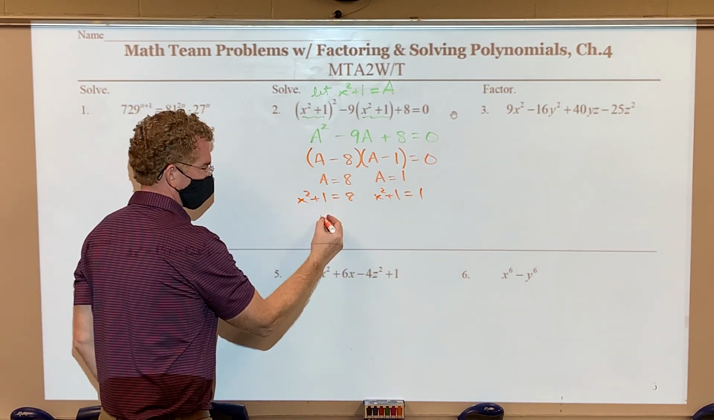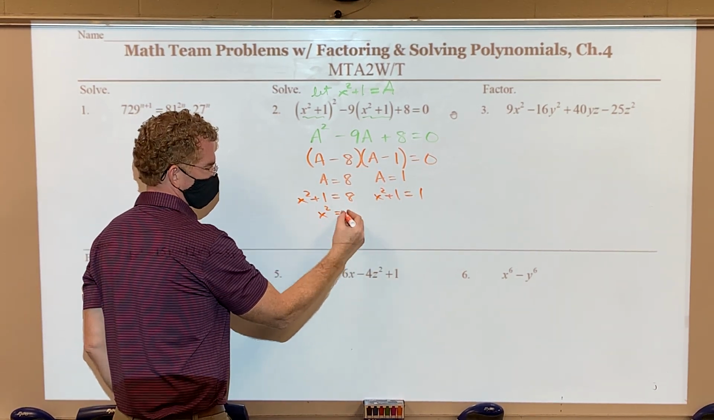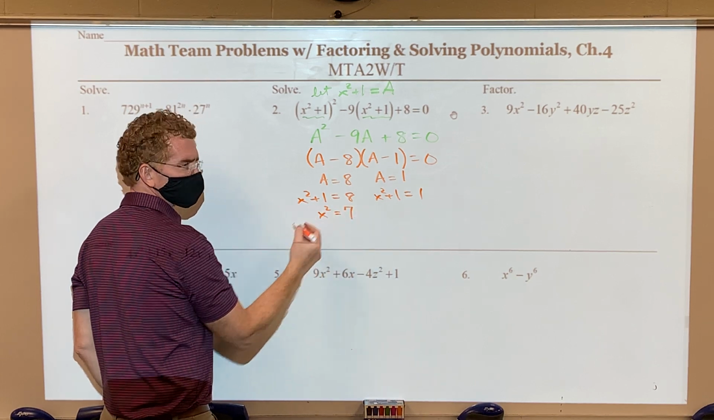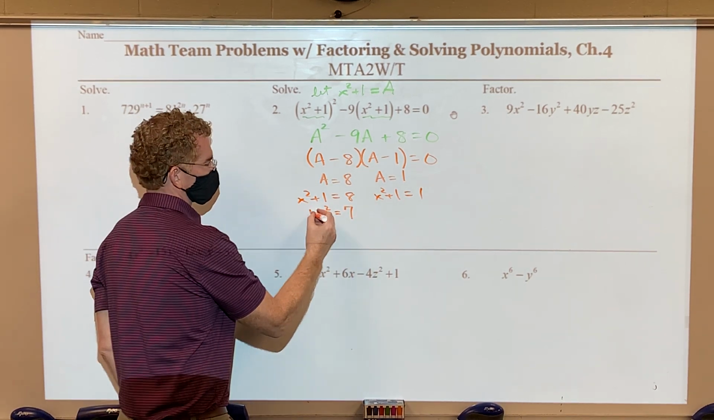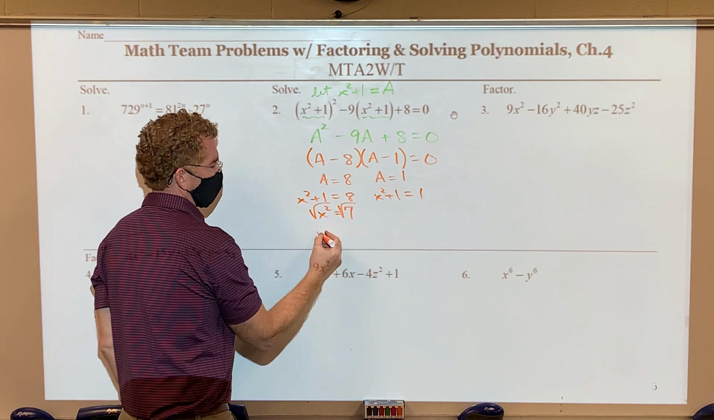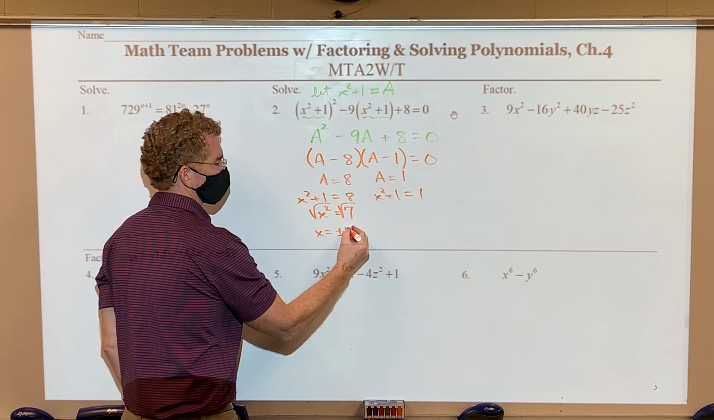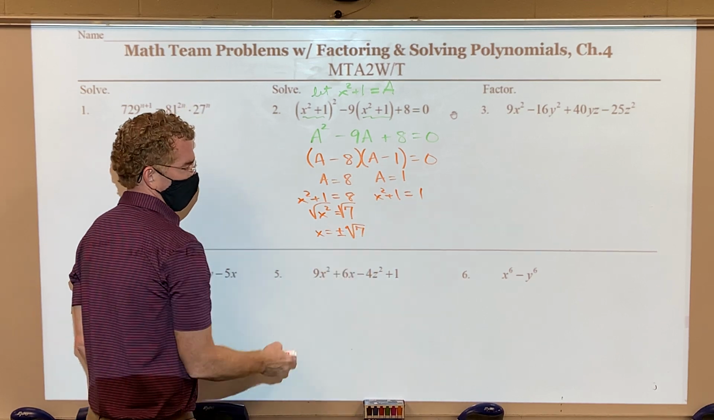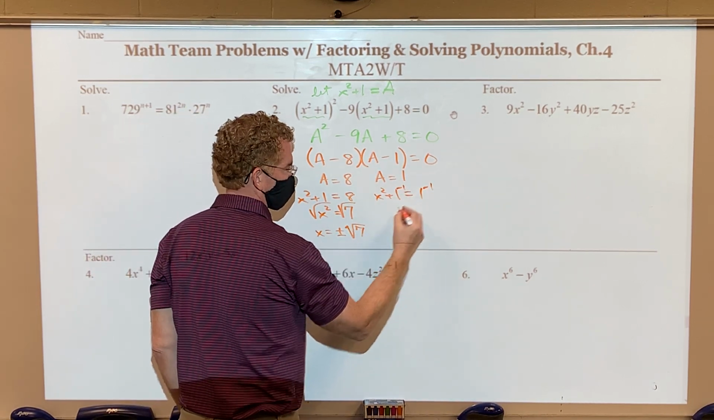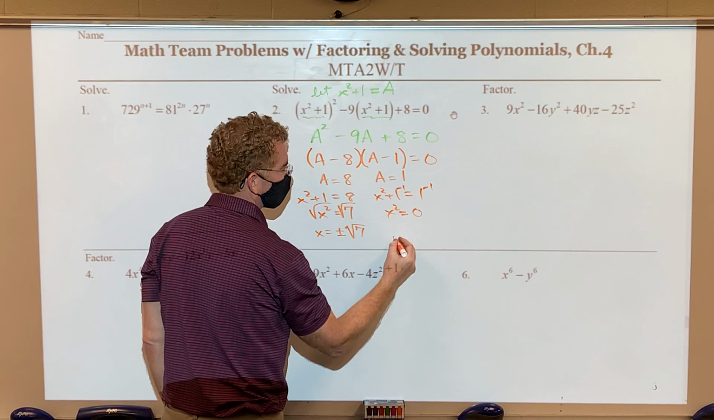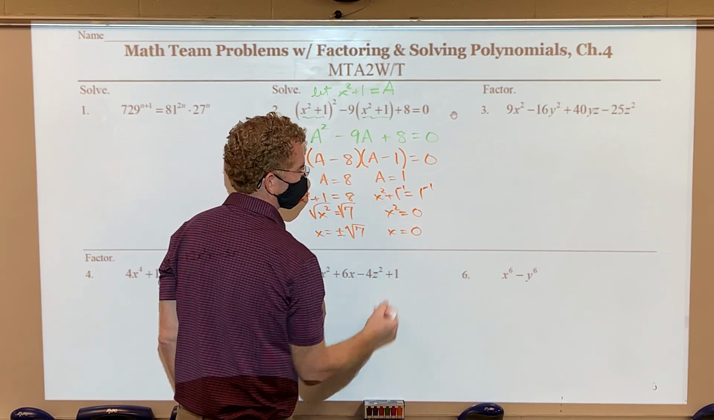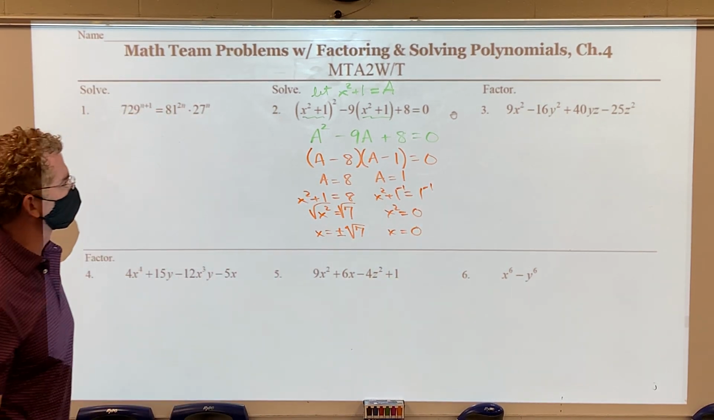Now I can solve. And do you remember what to do if you get x squared equals 7? You're going to square root both sides, and you get x equals plus or minus the square root of 7. And then over here, you don't really have that problem because you get x squared equals 0. So you get x equals, you can say plus or minus 0, but it just gives 0.